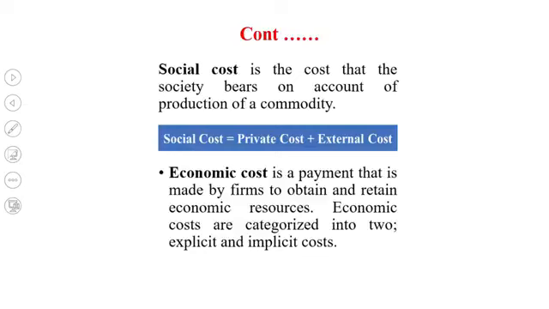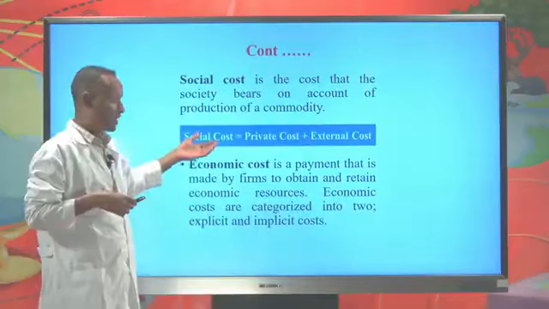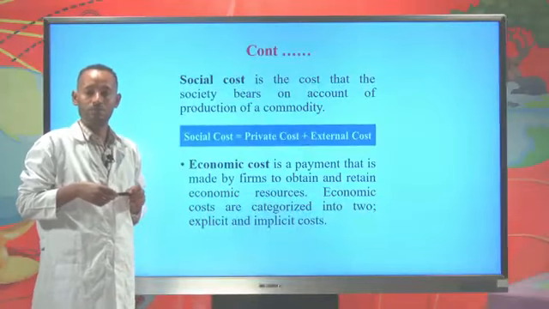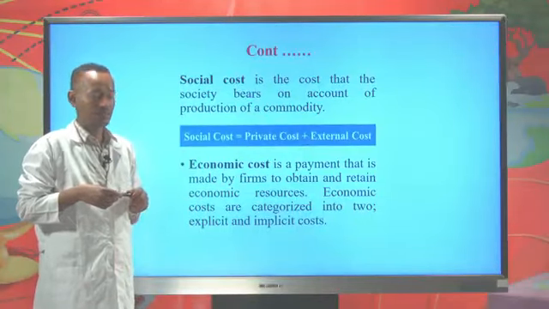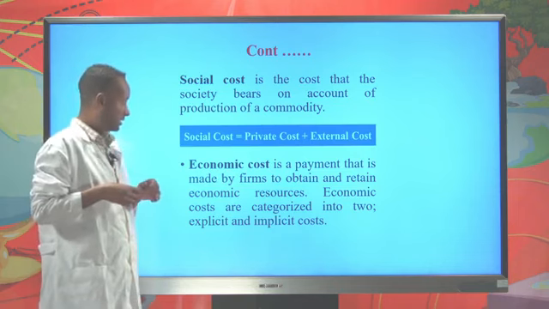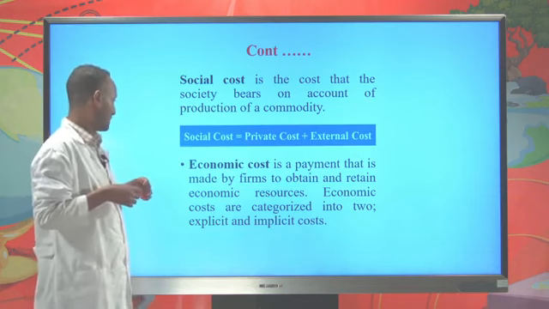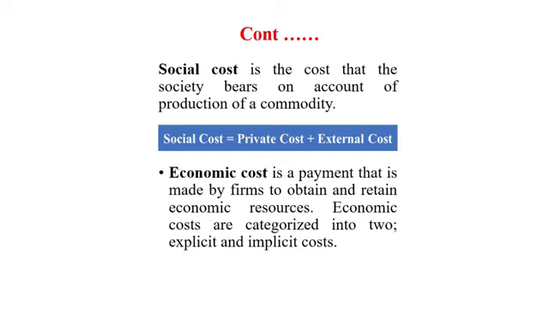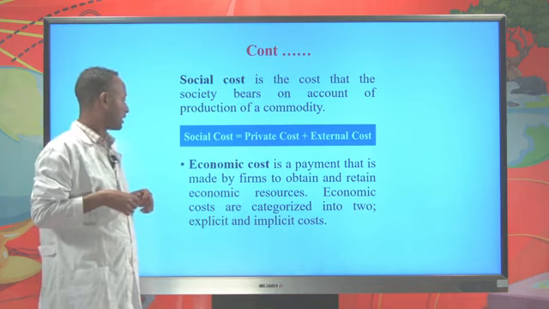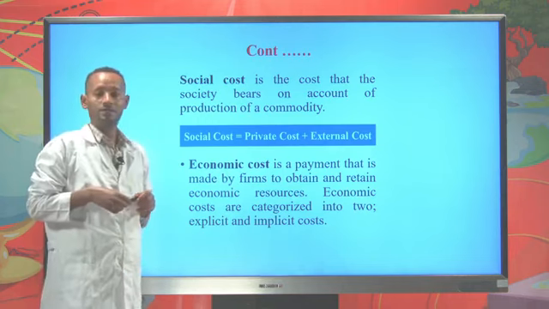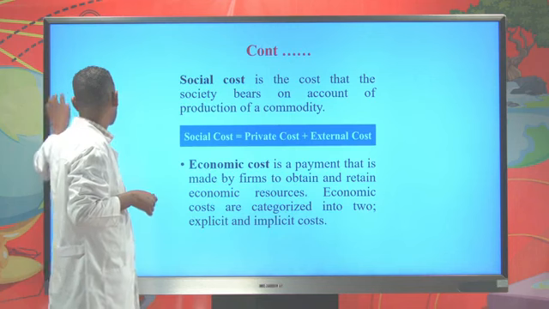The social cost is the sum of the private cost, the cost that is borne by the private firm, and the external cost, that is the cost that is borne by the society. Economic cost is the payment that is made by firms to obtain and retain economic resources. Economic costs are categorized into two, called explicit costs and implicit costs.